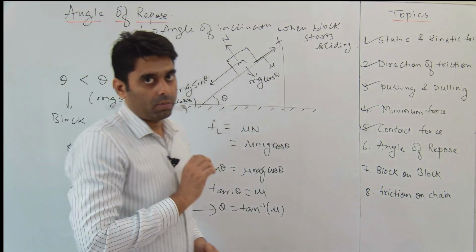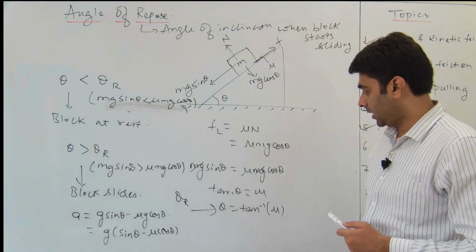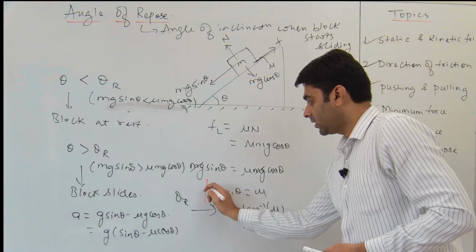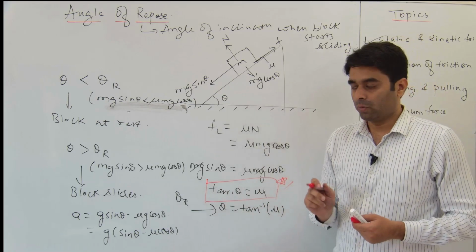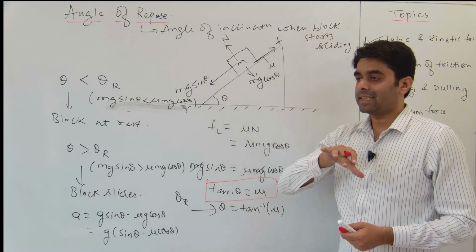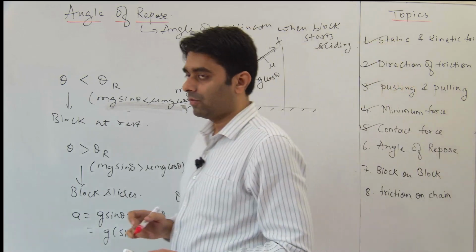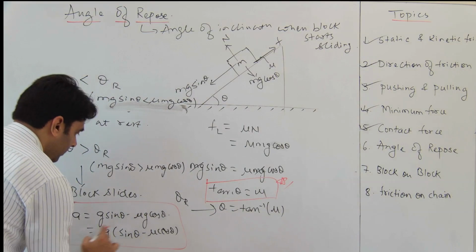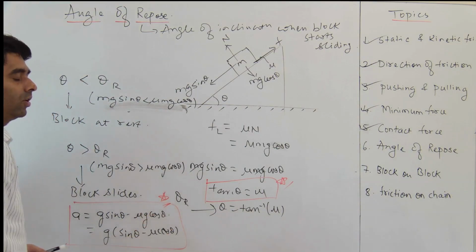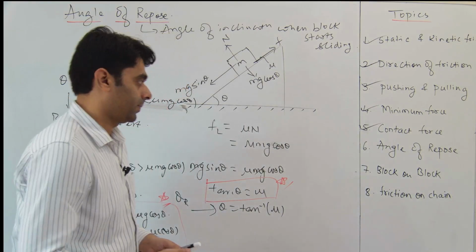So from this topic, these are the results that we have to remember. This is your angle of repose: tan theta is equal to mu. Second thing, when the block starts sliding, the acceleration of the block on a rough inclined plane is g of sin theta minus mu cos theta, right? Okay.